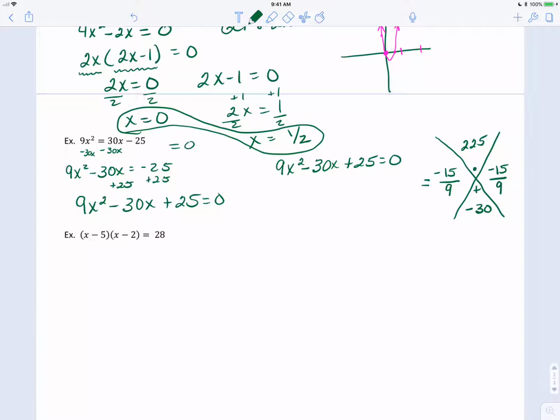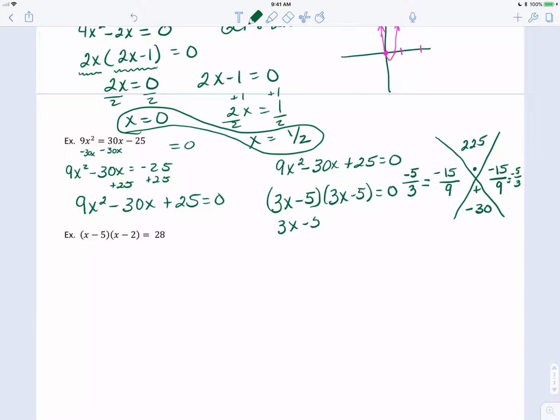Okay, remember, we reduced these, so that's going to be negative 5 over, let's see, dividing both by 3, so negative 5 over 3. They will both be that way. So remember, bottom number moves to the front of our binomial. So 3x minus 5 times 3x minus 5 is equal to 0.